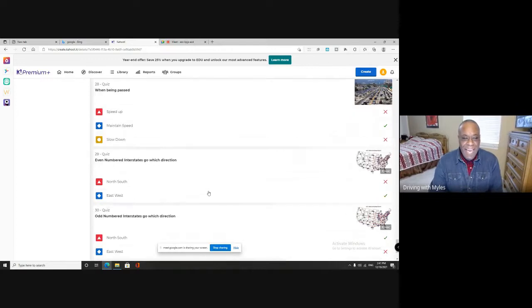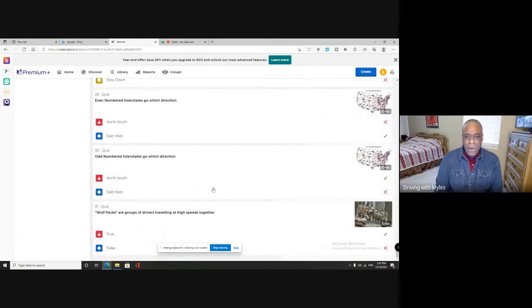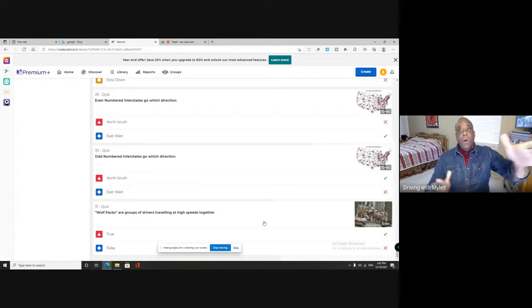Number 29, even numbered interstates go in which direction? This is east and west. Odd numbered interstates go in which direction? This is north and south. Wolf packs, not the animals. Wolf packs are groups of drivers traveling at high rates of speed. This is true. You want to avoid wolf packs. You either want to be ahead of the pack or behind the pack.